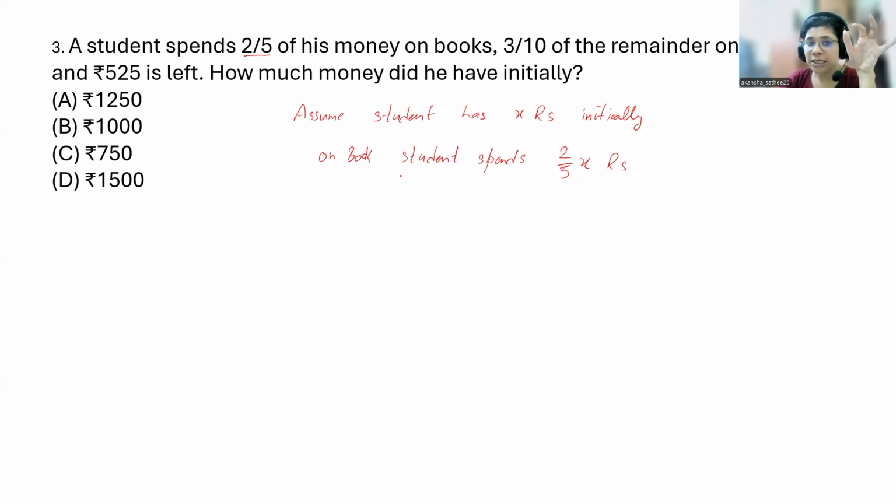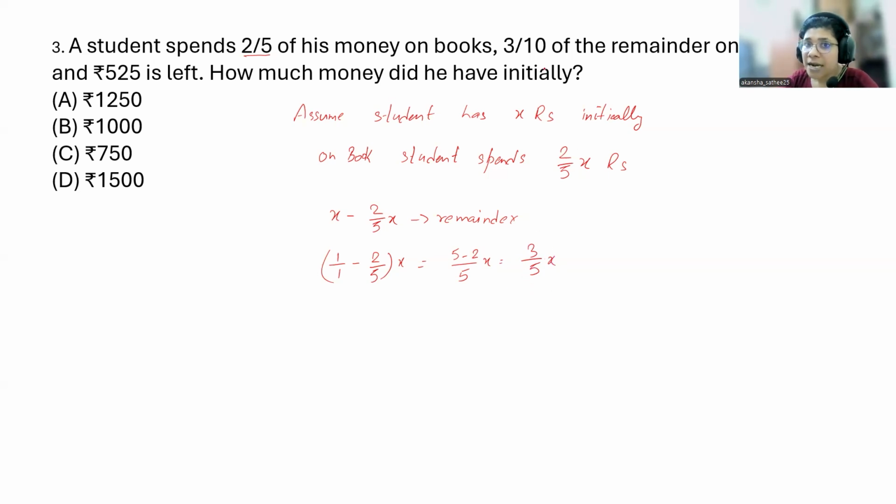Now, how much money does he have now? X was the total money. X minus 2 by 5 X he spent. So this is the remainder money, right? Now he is left with this much. This you can again write as 1 upon 1 minus 2 by 5, X you can take out. Now the LCM of 1 and 5 is 5. So 5 minus 2, that is 3 by 5 X. This much money he still has.